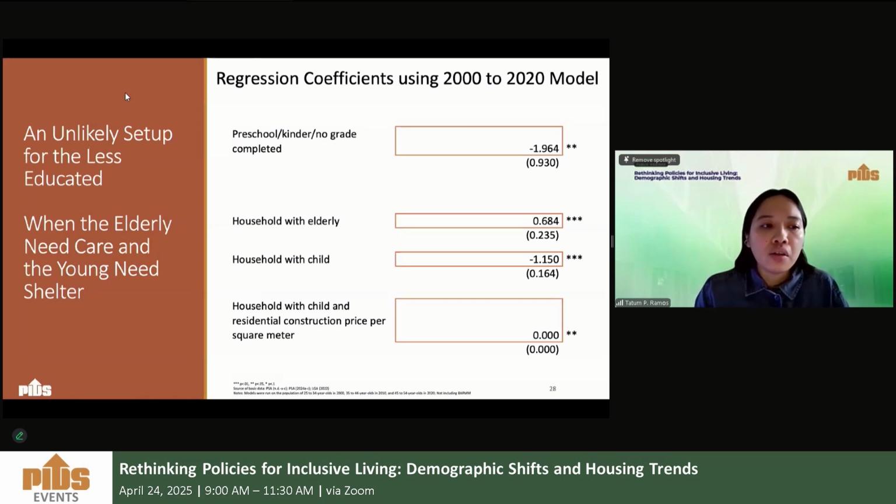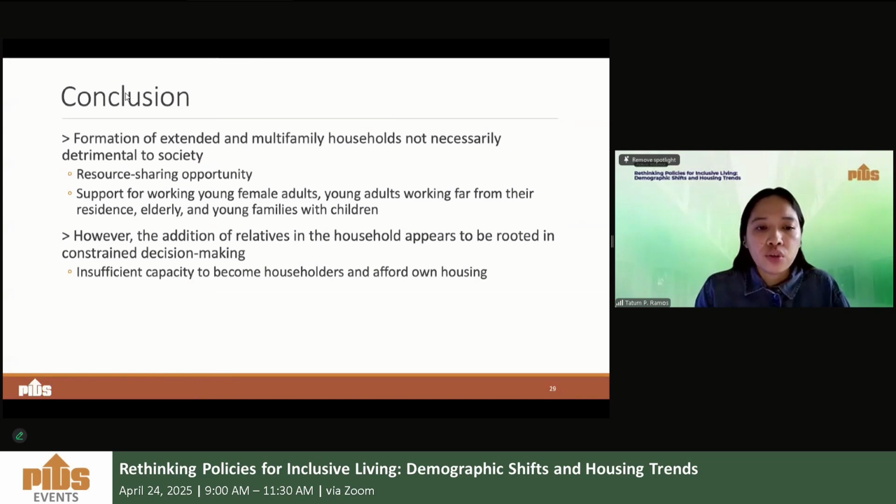So, given all those findings, regression results, and the other things that I have discussed in the previous slides, let me move on to the concluding remarks. So, the first point I want to make is that the formation of extended and multifamily households is not necessarily detrimental to society. The extended and multifamily households actually offer a resource sharing opportunity, even for those whose marital status is single, given that they can have other members help in the payments of particular assets.